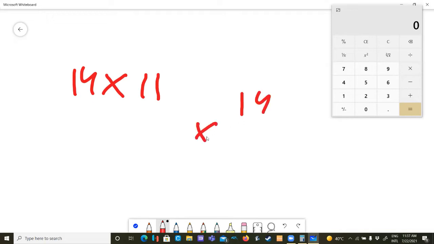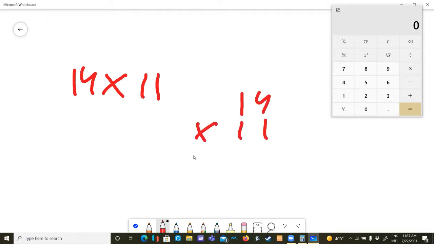So, let's start with a simple number like 14. 14 multiplied by 11. So, how do we do this in the traditional method? I'll now do it in the traditional method.